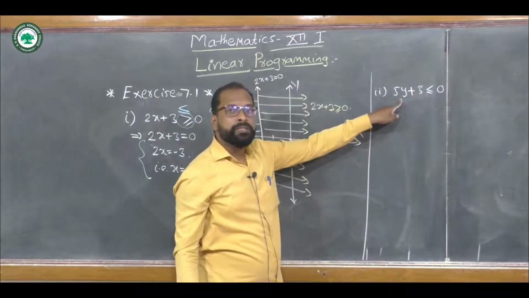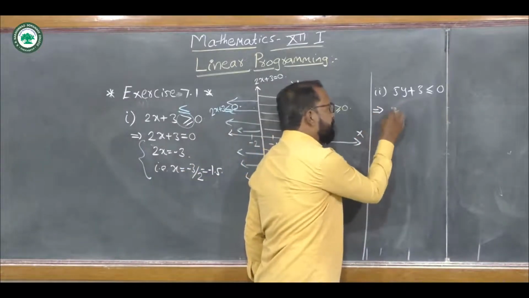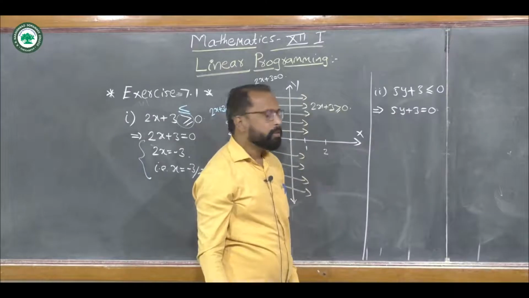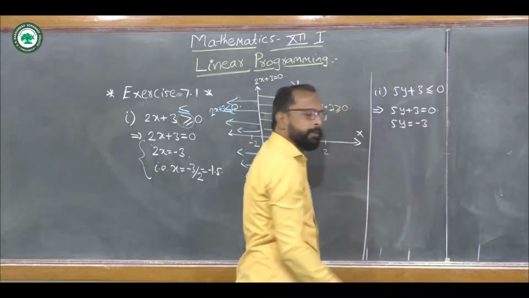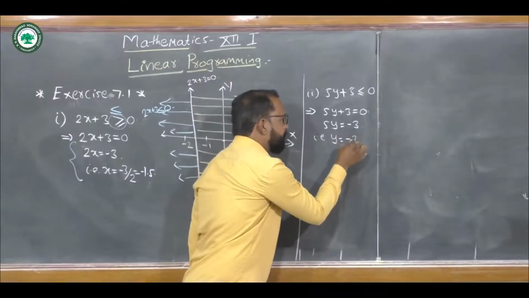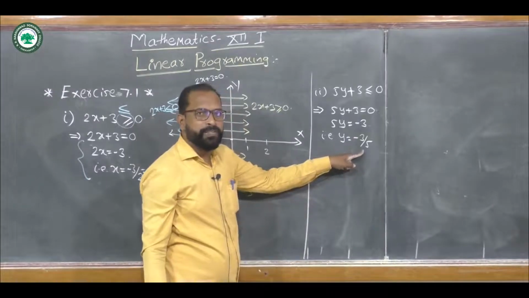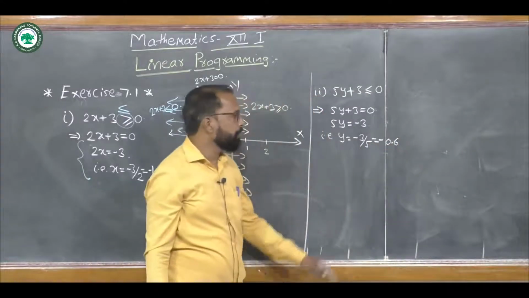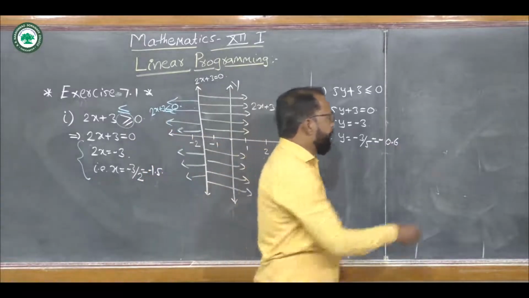Now again convert this inequality into an equality. So here this can be written as 5y plus 3 equals 0. From this we can write 5y equals minus 3, that is, y equals minus 3 upon 5. If we divide this, it becomes minus 0.6. Now we draw a plane.